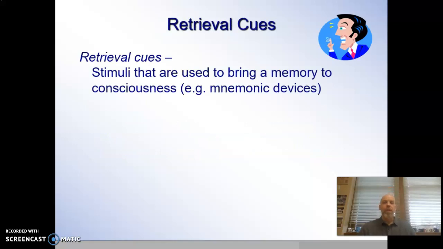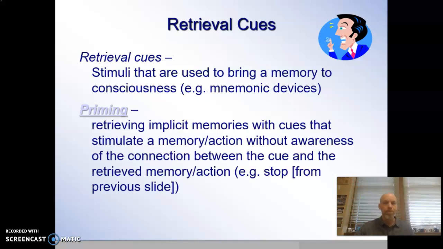Retrieval cues. So bringing a memory to consciousness, you can use a mnemonic device. Okay, that's some sort of trick that you've used in your brain to get that memory into long-term memory, and you can use that same trick to pull it out of long-term memory. So Mr. Woodard was talking about the method of loci. If you have memories planted around a room and you go back to that room and you find the memories around that room.